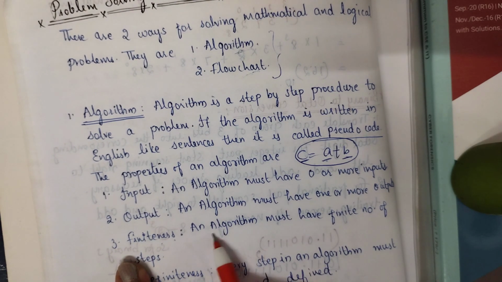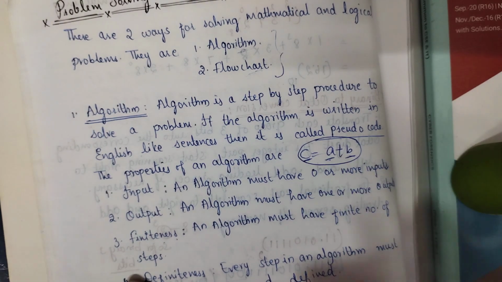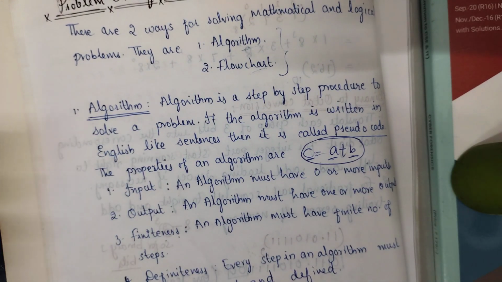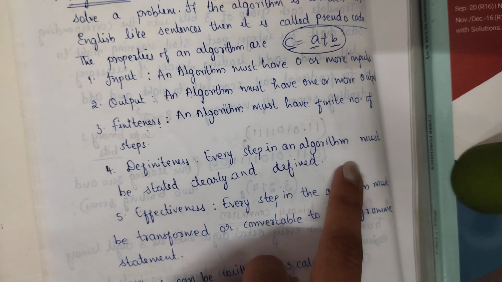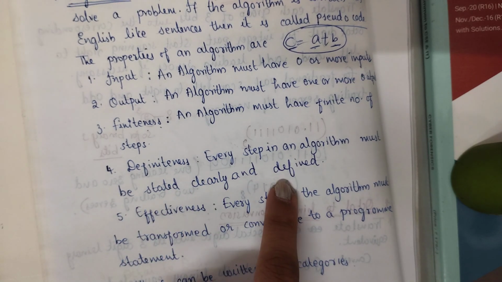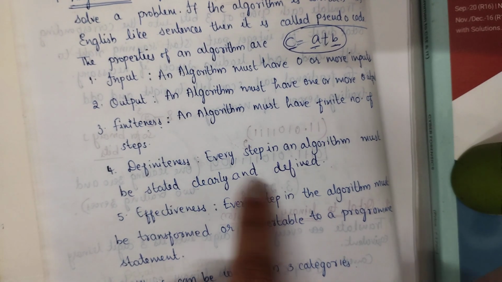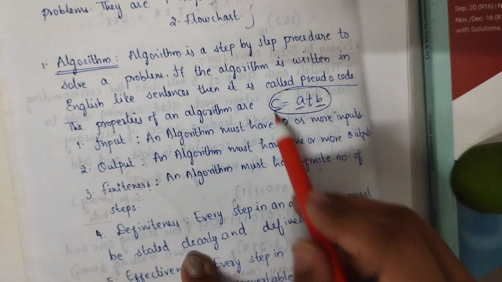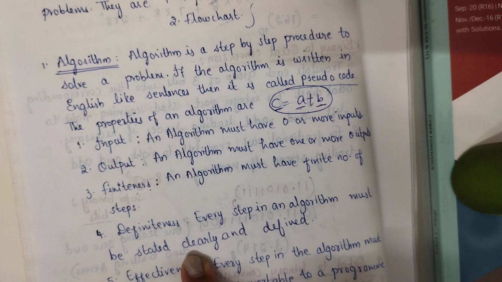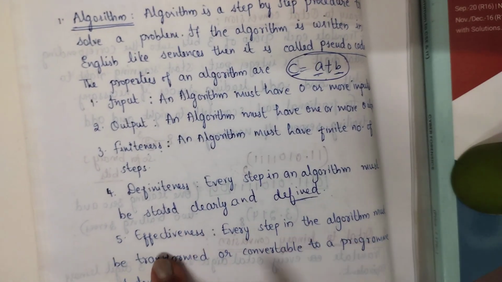Finiteness. When we are writing an algorithm, it should have a finite number of steps. There should be an end. It should not have an infinite number of steps. Definiteness. Every step in an algorithm must be stated clearly and defined. Suppose you are writing some step, it should have some meaning, right? It should be clearly stated why you are writing this. Suppose I am writing C equals a plus b. What is the purpose here? It will give the sum. So it should be defined properly.